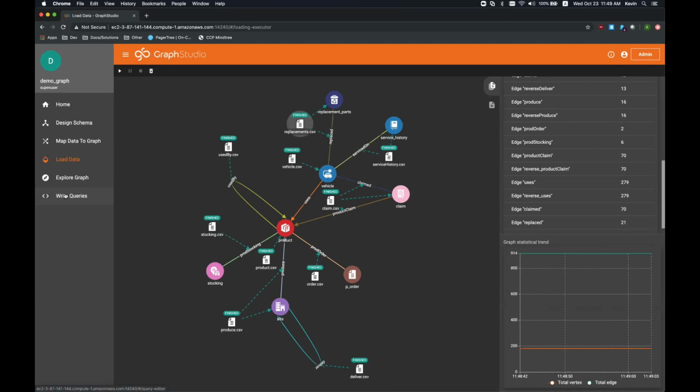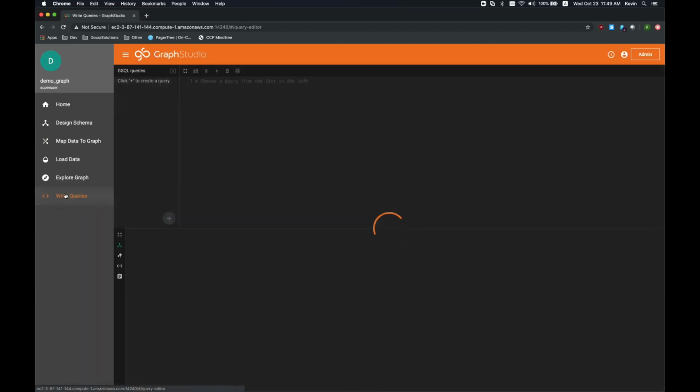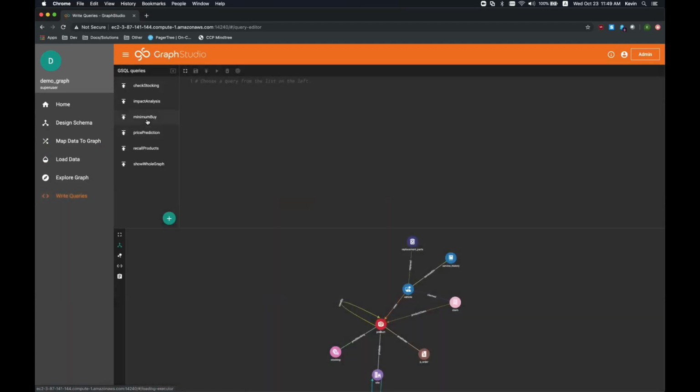So let's take a look at queries. The first query we're going to look at is called minimum buy. In the car world, manufacturers make deals with part suppliers to buy a volume of parts to keep costs low. The car manufacturers are actually bound by contract to the suppliers to purchase a minimum number of parts. And if this contract is not fulfilled, there's probably going to be monetary penalties for the car manufacturer.